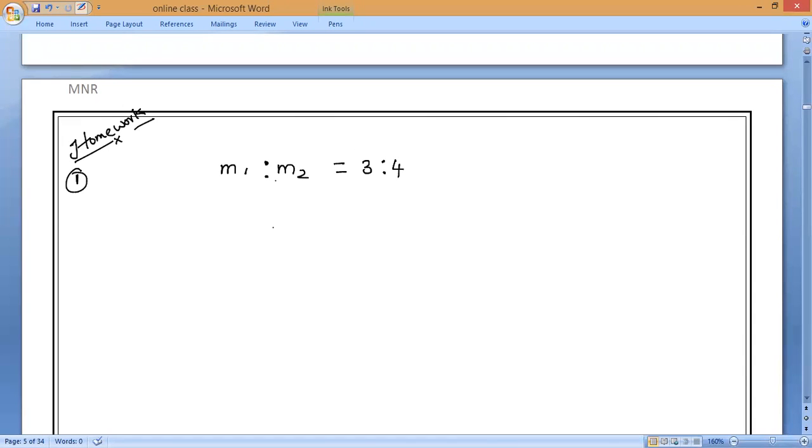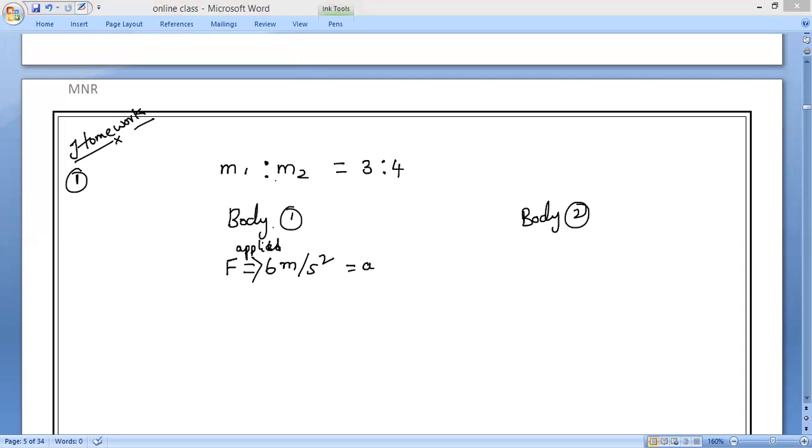Now they're asking, when a force is applied on the first body, it moves with an acceleration of how much? Let me take two bodies. This is body 1 and this is body 2. On the first body I applied a force, F. It moves with an acceleration of 6 meter per second square. Now they are asking how much acceleration the same force will produce in the other body.